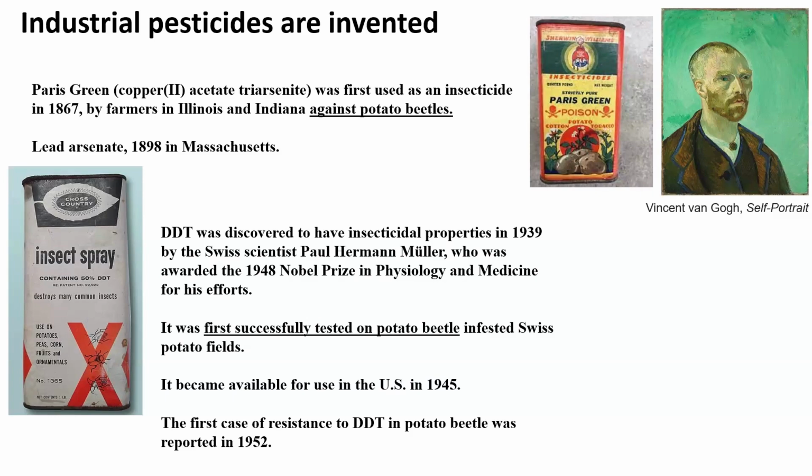DDT was developed in 1939 and then quickly deployed in Swiss potato fields specifically to test on potato beetles. It became available for use in 1945, and potato beetles developed resistance to it, at least in one place, in 1952. So this is the premise of my story: we have this horrible thing that's affecting our food. Food's important, and we quickly developed strategies to deal with it using chemistry, but very quickly there's resistance.